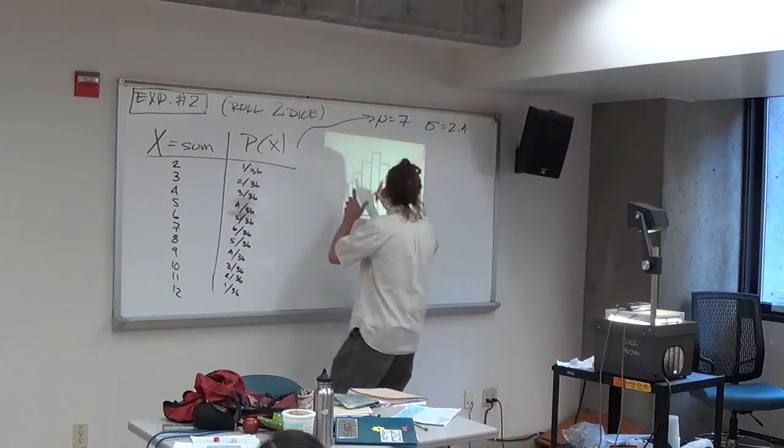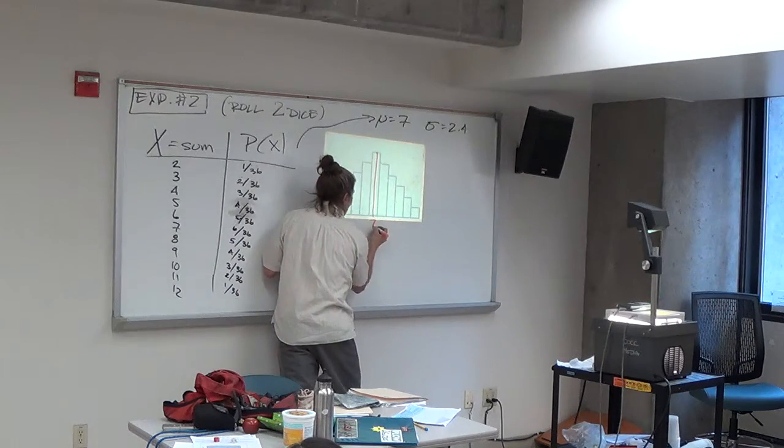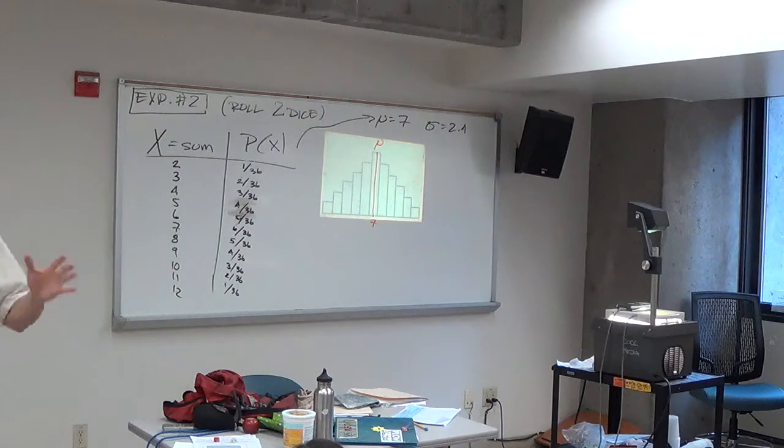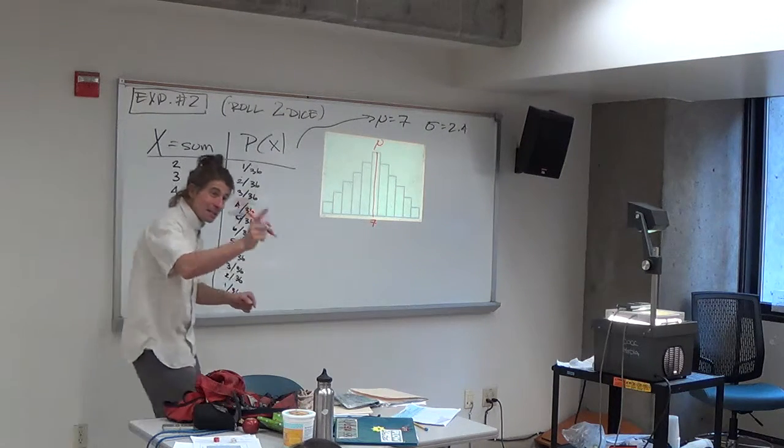So here, we know this is 7, and that's mu. Now we have to measure deviation from mu using the standard deviation. That's the whole point of having it, the 2.4, yes? So using the 95 and the 68.